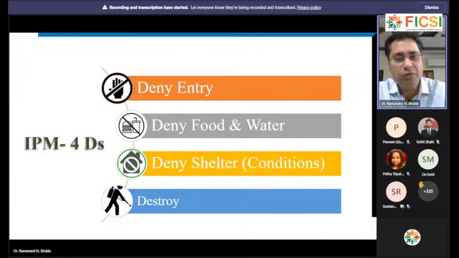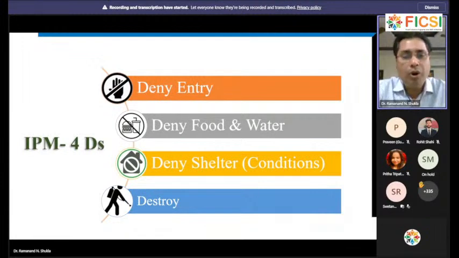Or even if there's a little food, they will always come as a guest, but they would not make your facility their home. And if that is also not possible, ensure that you deny shelter or the conditions where they can actually be attracted enough to stay inside your facility. And finally, even when these things work, sometimes you have to resort to destruction through different means, or if these do not work, you will have to actually act on this destruction part.